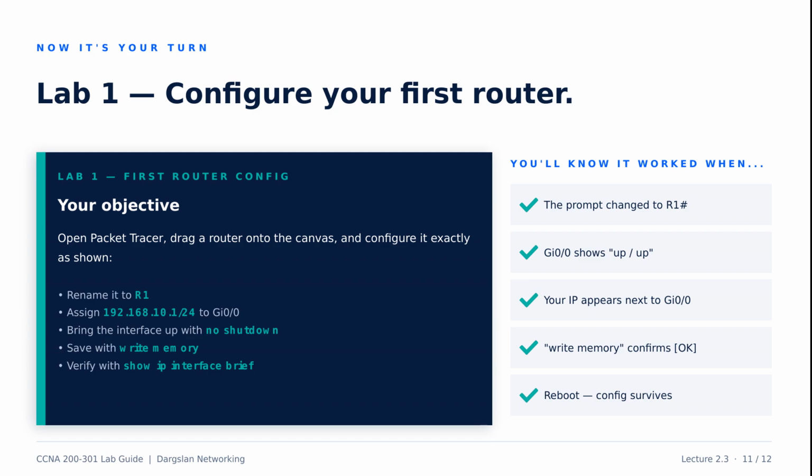All right, enough watching. Time to do. Open Packet Tracer, drop a router on the canvas and walk through it. Rename it to R1, give Gig0/0 the address 192.168.10.1/24, bring the interface up with no shutdown, save with write memory, and verify with show ip interface brief. You'll know it worked when the prompt reads R1(config-if)#, Gig0/0 shows up, your IP sits next to it, and write memory confirms OK. And the big one. You reboot and the config is still there. That last check is what separates a real save from wishful thinking.